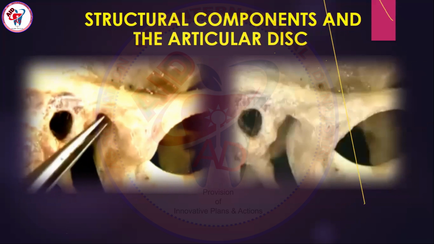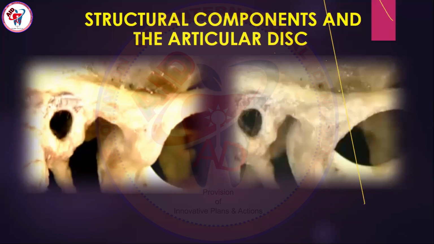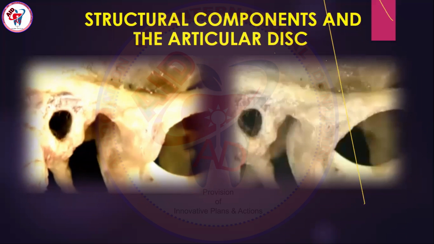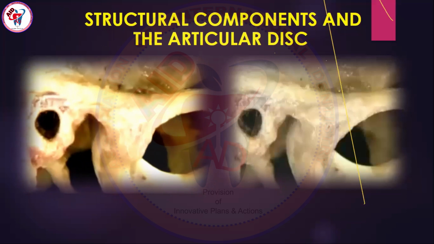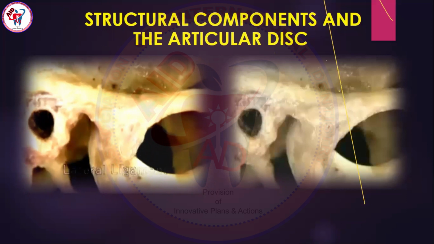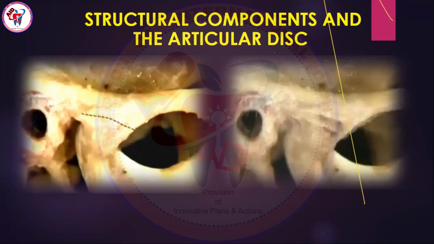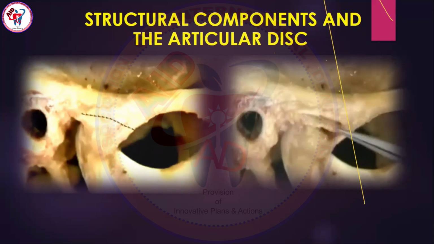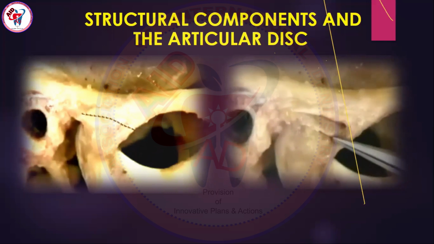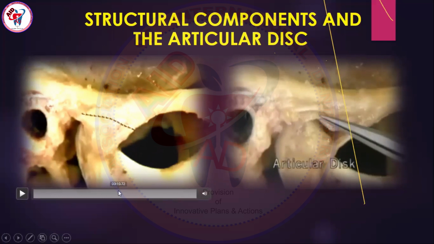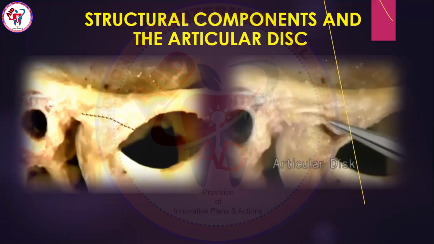Now look at this line. These are the posterior ligaments. They are very soft, but they are firmly attached. Then anteriorly there is the lateral ligament, and this lateral ligament also gives very good support. When you open the joint, see the superior joint space and the inferior joint space, and in between is the articular disc.